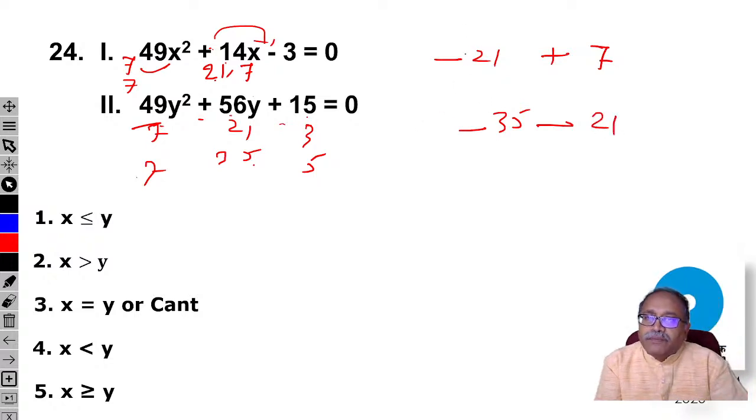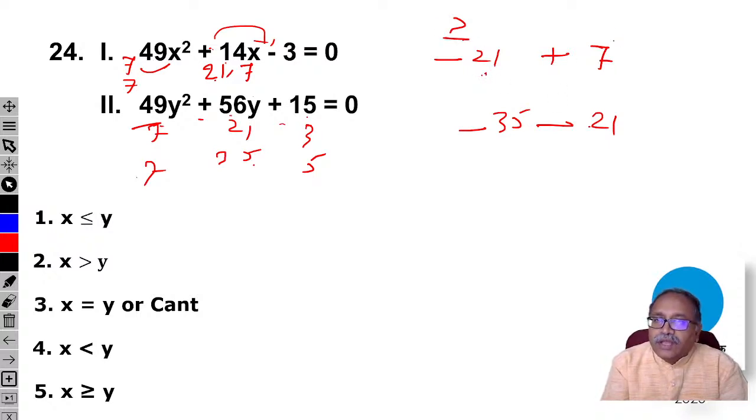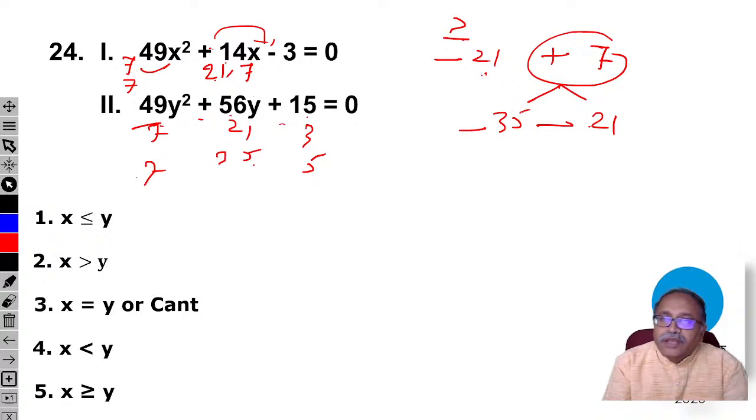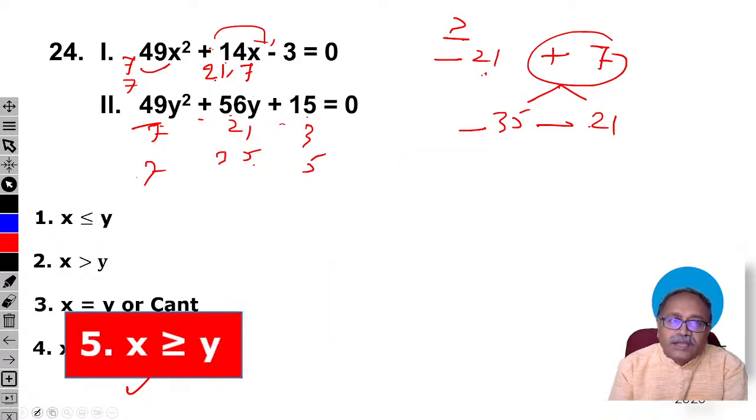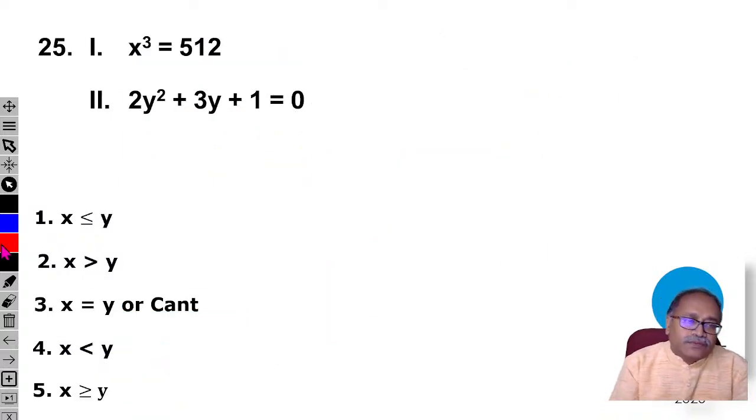Okay, now when I compare 21 and 31, the 21 is greater. Now 21 and 21, they are equal, and the 7 is greater than both the negative values. So what should my answer be? x is greater than or equal to y. Where is x greater than or equal to y? Option choice 5. Option choice 5, my friends. That's right. So let's move on to the next question.